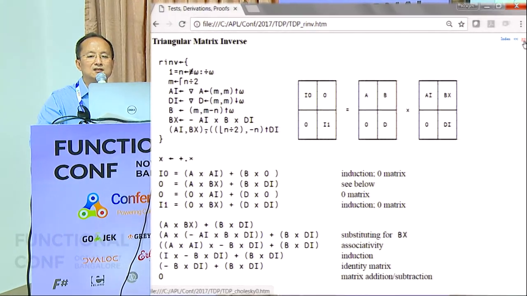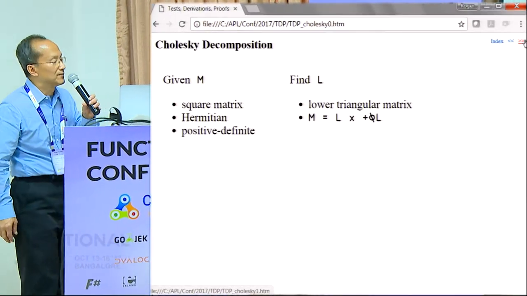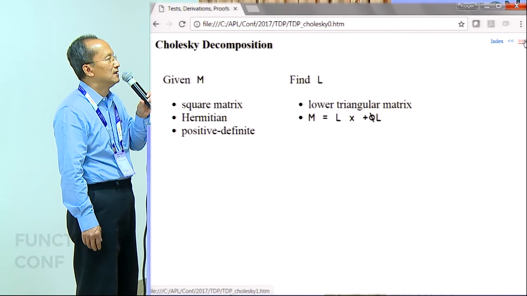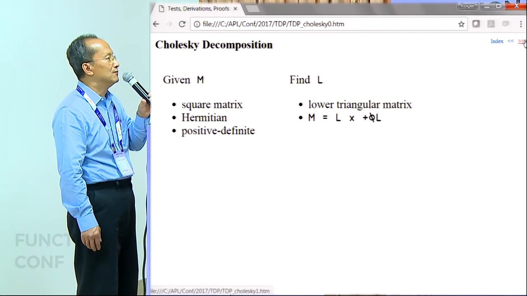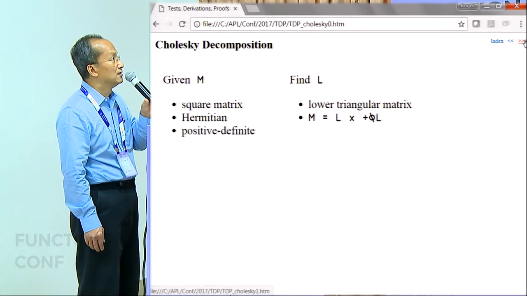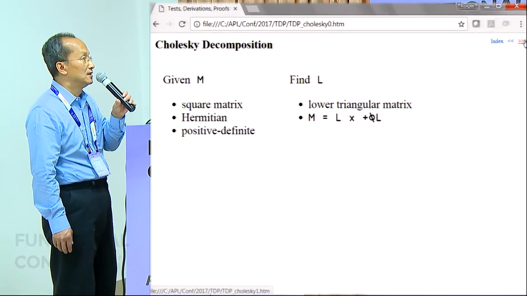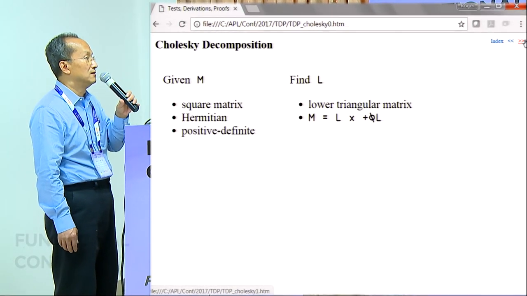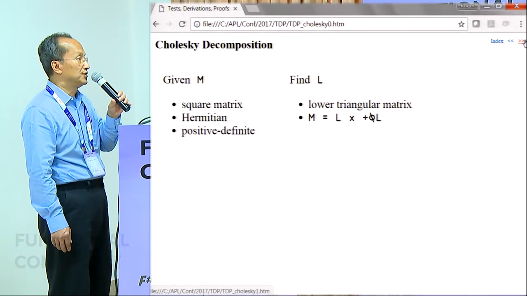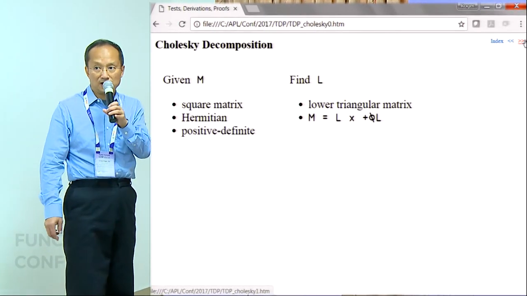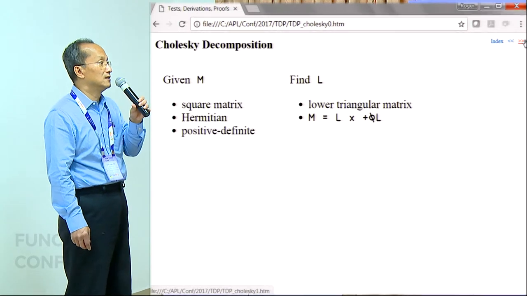Now, an even more complicated version of the technique. I'm given a square matrix M, which is Hermitian and positive definite, and the Cholesky decomposition is to find a lower triangular matrix L such that L in a product with the conjugate transpose of L gives you the original matrix. So L is a kind of square root of the original matrix.